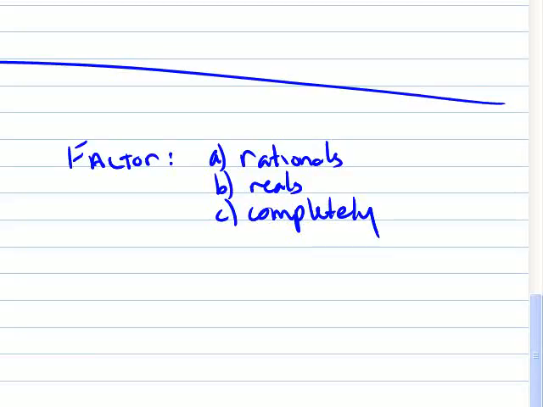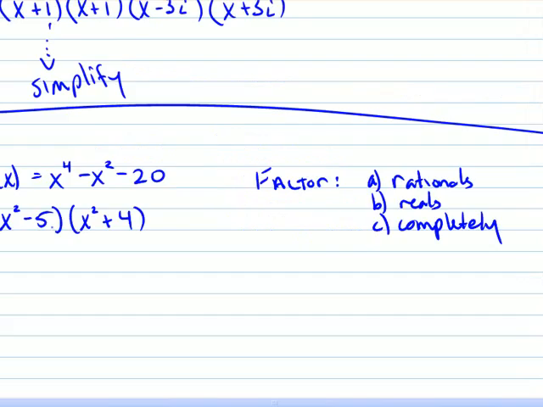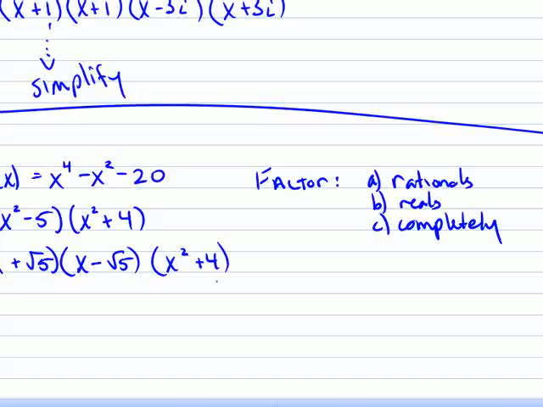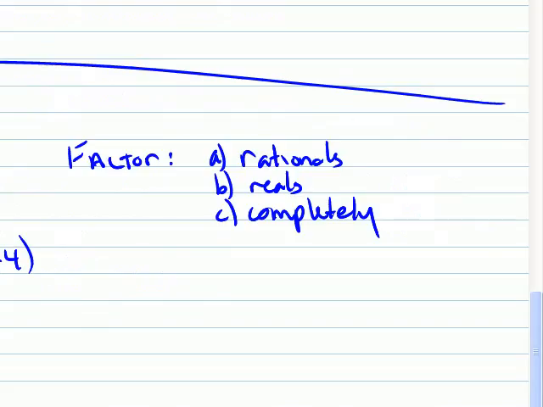Now, if we look at the reals, 5 is not a perfect square, but we can certainly take the square root of it, right? So this could factor. We could pretend it was a perfect square, and we could say that it factors into x plus the square root of 5, x minus the square root of 5. And now it is irreducible over the reals, right? Square root of 5, irrational, but still real. Now, completely, that means all the way, everything is completely factored out. It is as far as you could possibly go.